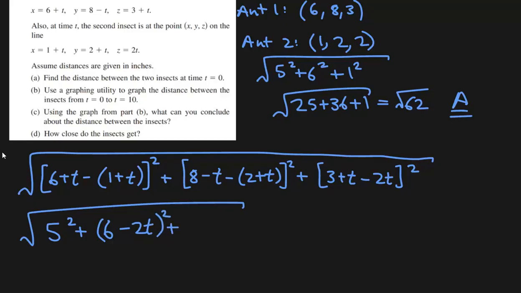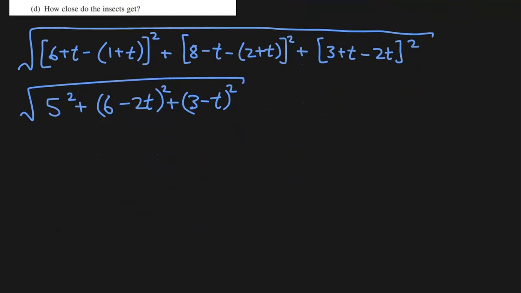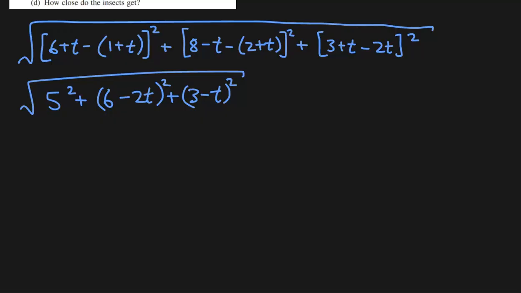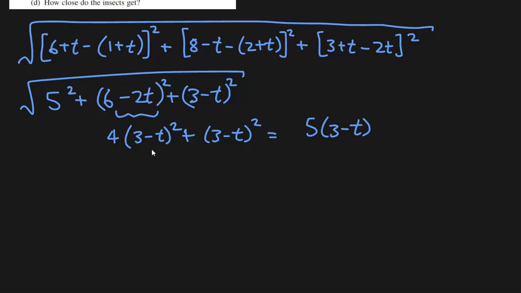And then what's your third one going to be? It's going to be 3 plus t minus 2t. So that's just 3 minus t squared. Again, not too bad at all. If anything, this is actually nice because this is going to be 4 times 3 minus t whole squared, right? Because it's 2 times 3 minus t whole squared, so the 2 squared will come out as a 4. So when you add this onto it, this is just 5 times 3 minus t squared.